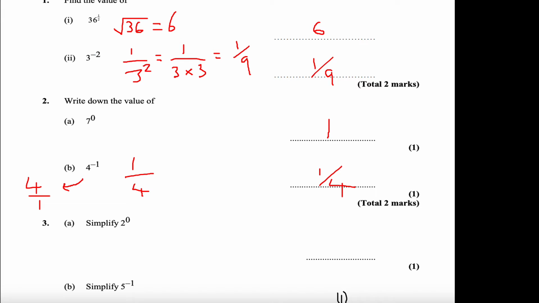Question number 3, simplify 2 to the 0. That's just 1. Part b, simplify 5 to the minus 1. Well, that's going to be 1/5. Imagine I've got 5 over 1 and I flip it, so it becomes 1/5.